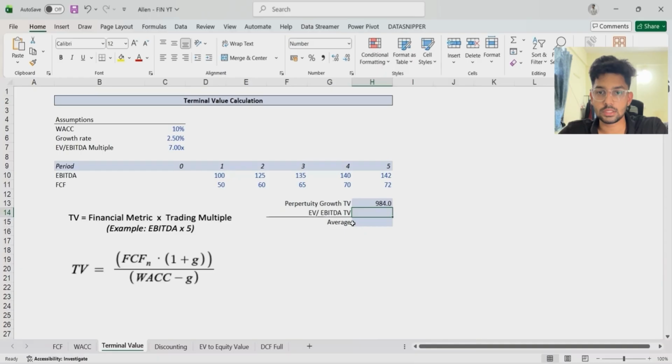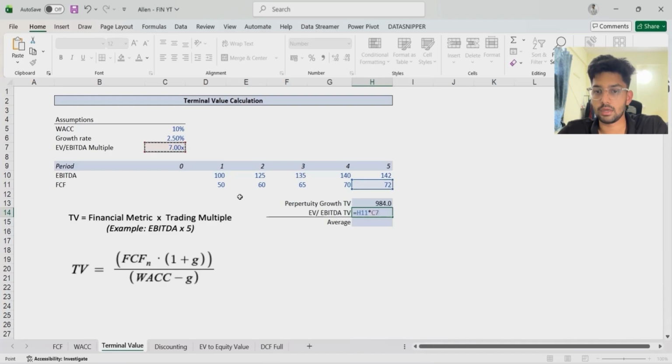Now the second method is the exit multiple method, which I'll just be giving a brief overview of. Here, instead of assuming infinite growth, we assume the company will be valued based on market multiples. So what I'm doing is taking EBITDA and multiplying it by a chosen multiple. This multiple is usually based on comparable companies or industry benchmarks. For example, if similar companies are trading at 7 times EBITDA, we use that as our multiple. Now I'll calculate this value as well.